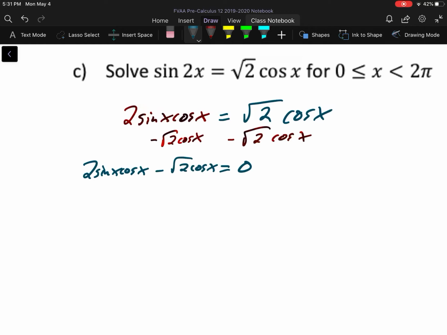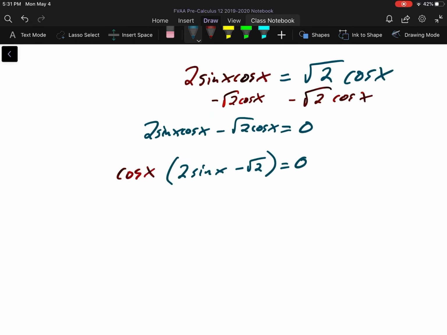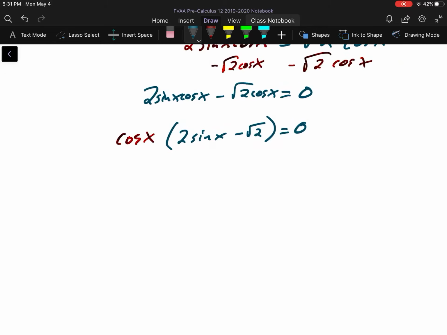Now, is there a greatest common factor here? Yes, there is. I can factor out cos x, and I would be left with 2 sine x minus square root 2 is equal to 0. Then here I can start splitting up my equation. Do I have any denominators in this question? No, I don't. So I don't have to worry about non-permissible values.